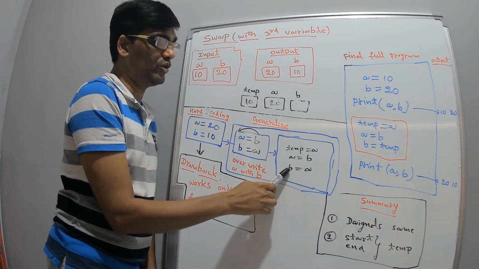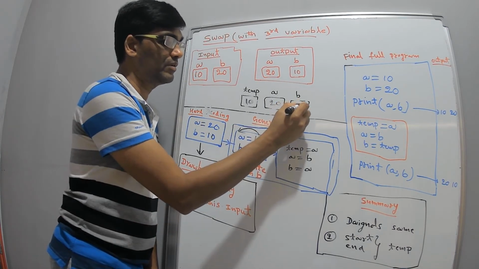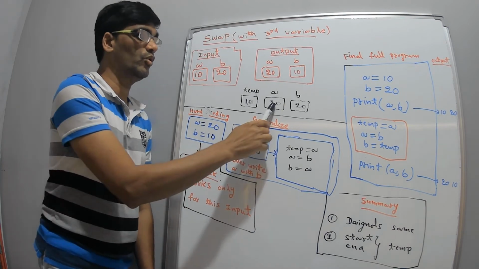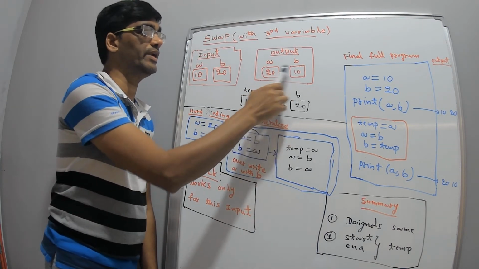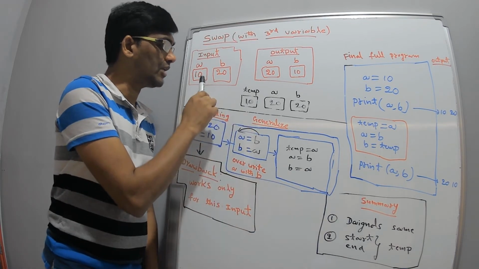Now b is equal to a. Now a value 20 is there, so that 20 will store in b. Now again the same problem, 20 coming, but we want 20, 10. Okay, why is this problem happening? Because a value is already lost.